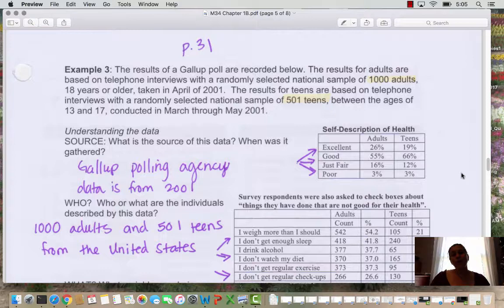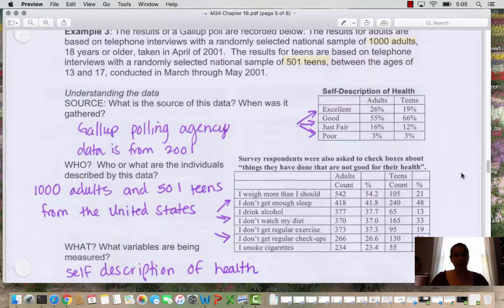So our very first question is, what's the source of the data? That should always be the first thing we look for. So we see this came from the Gallup polling agency and that the data is from 2001. And then who? That's our next question. So who or what are the individuals described by this data? So it's adults and teens throughout the United States, and we can be specific and say, 1,000 adults were in the sample and 501 teens were in the sample.